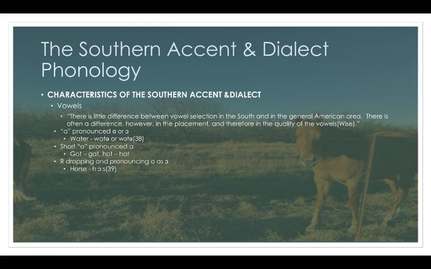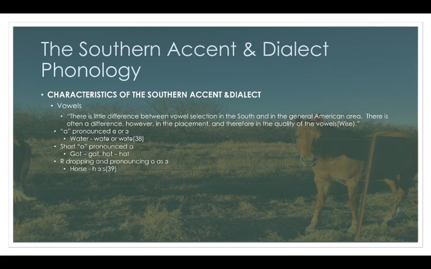So you have water, and then in the Southern accent, it's pronounced water or water. So that A is pronounced like the short O pronounced as A. So instead of got, it's hat or got. The R dropping is the R dropping and pronouncing of O as a.